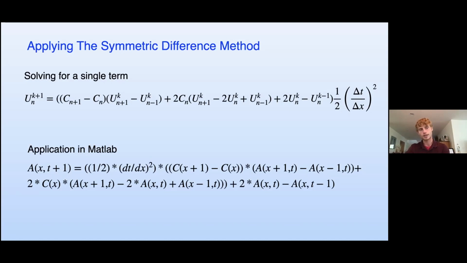Now, when solving for u sub n to the k plus 1, you'll notice we need a few terms. In this string, we have u sub n plus 1 to the k minus u sub n minus 1 to the k, plus a couple other values. So we need to set a few initial conditions to fill that.